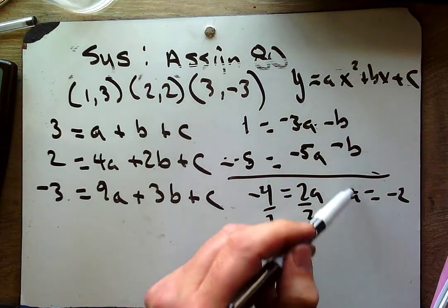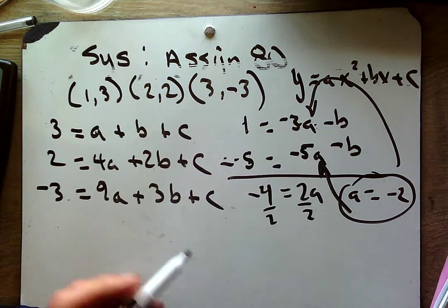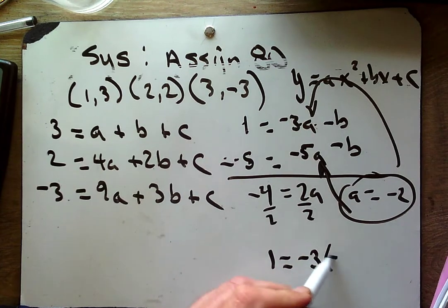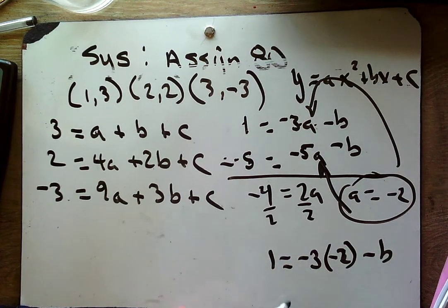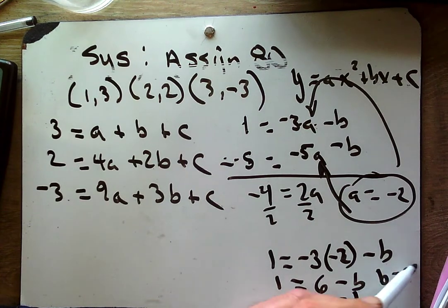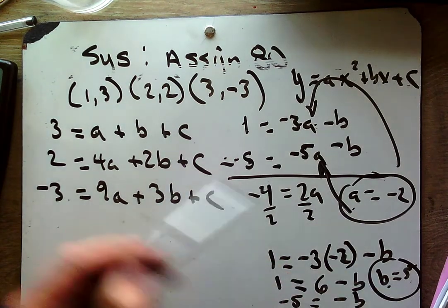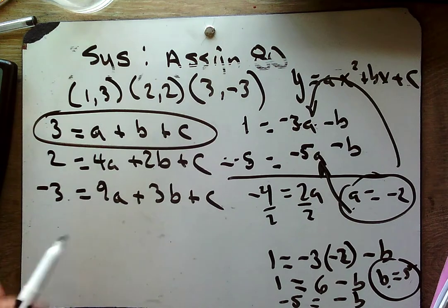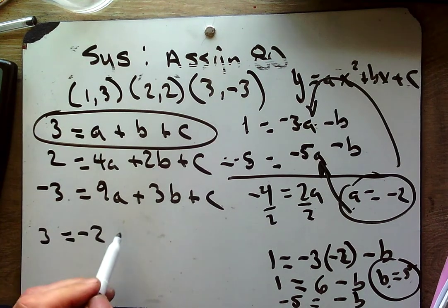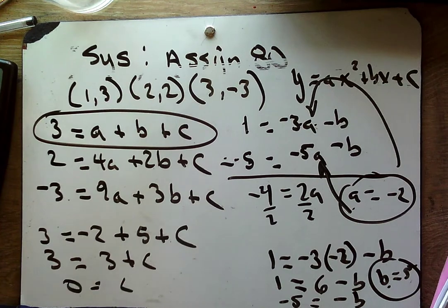Now that I know what a is, I can take this a value and plug it in here, or plug it in here, to solve for b. We know that 1 equals negative 3 times negative 2 minus b. We know that 1 equals 6 minus b. So negative b equals negative 5, which means b equals 5. Okay, and then I still need to find c. So I'm going to plug my a and my b into one of these equations. I think this is the easiest to use, so that's the one I'm going to choose, but you could choose another. And so I end up with 3 equals 3 plus c, where c equals 0.